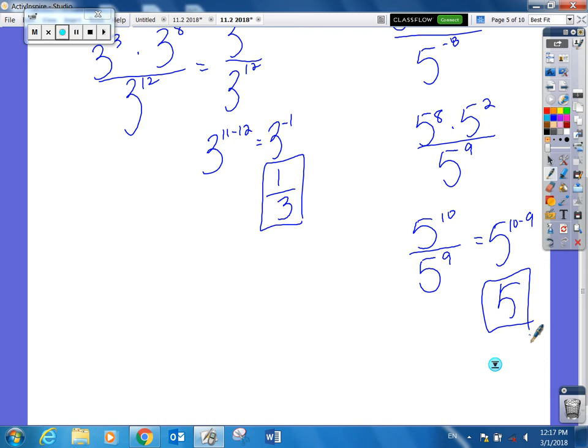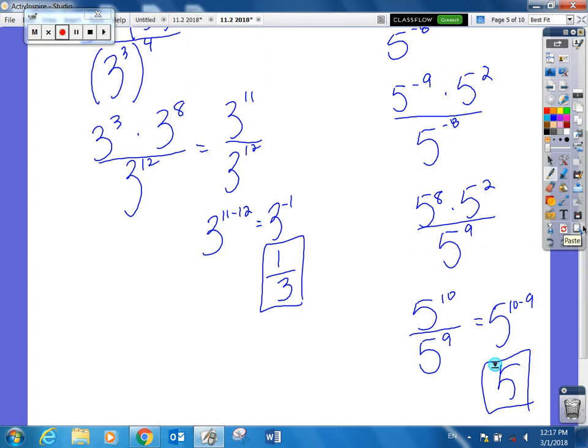However you want to do that. You could have, at this point up here, said negative 9 plus 2 is negative 7, and get 5 to the negative 7 over negative 8. Negative 7 minus negative 8 is 1, and you would have got 5 to the first then as well. Lots of different ways to go about getting to the answer, but that is the answer. If you get a different answer, the way you went about it is not correct.